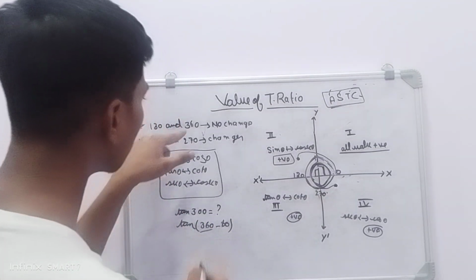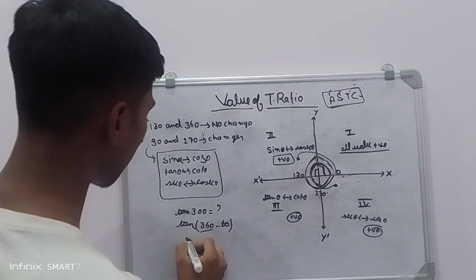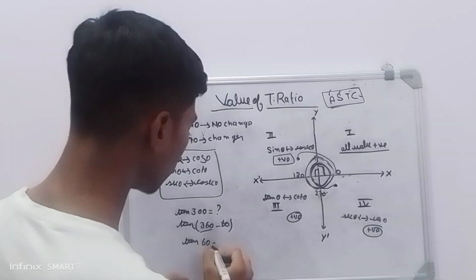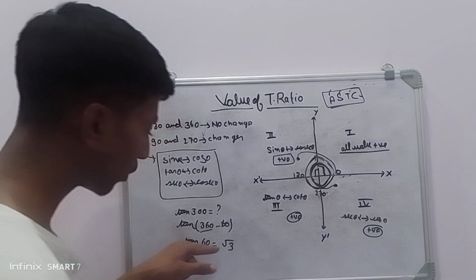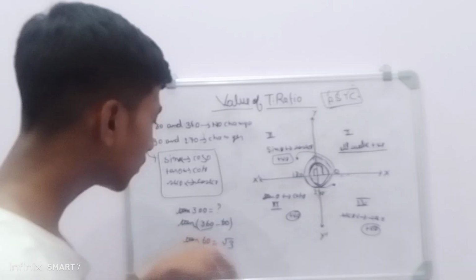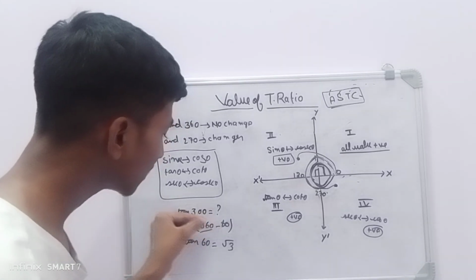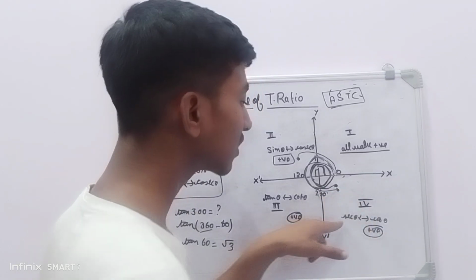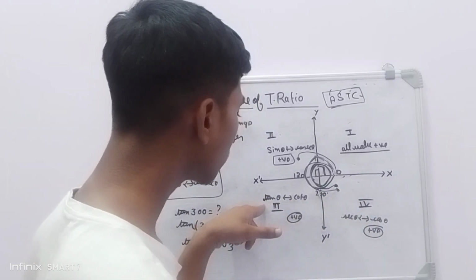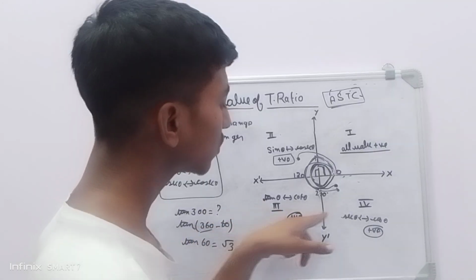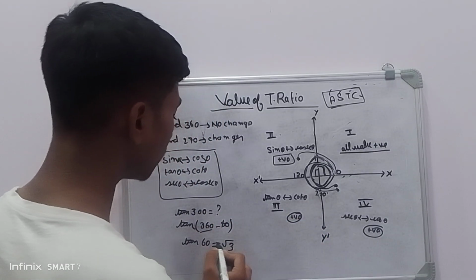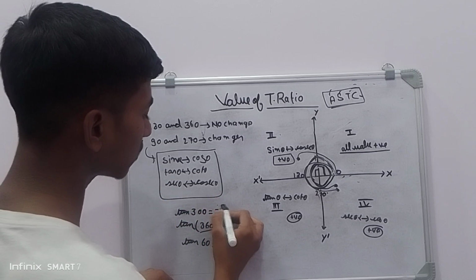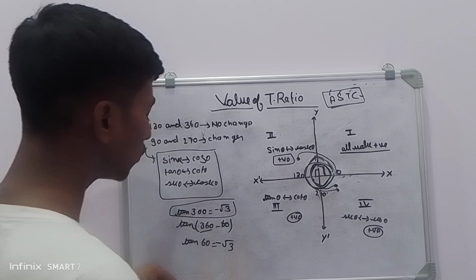So in 360 the value doesn't change, as I said. So tan remains tan and it becomes 60. So tan 60 is equal to root 3. Will the value remain positive or negative? Check, tan 300 lies in this quadrant, and tan is only positive in the first and third quadrants. So tan here will become negative. So the value of tan 300 is minus root 3. So this is how you get the value.